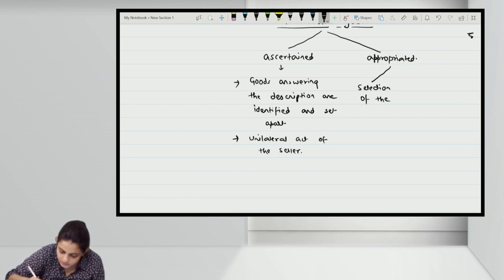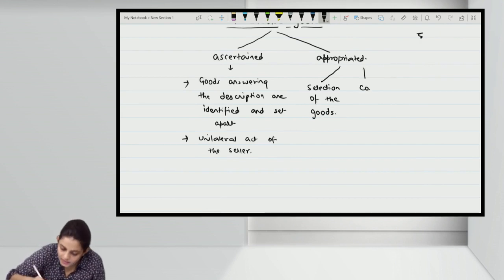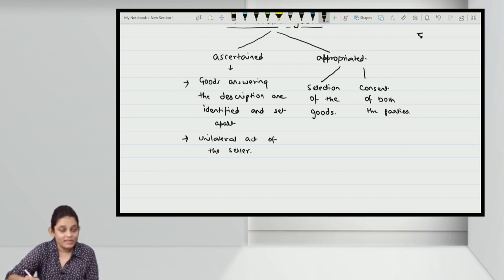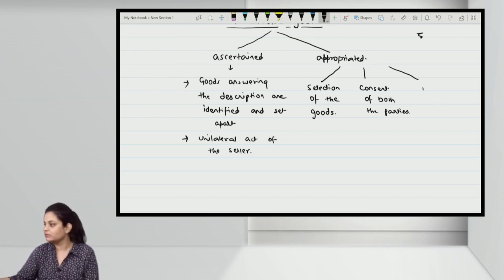Selection of the goods with the consent of both the parties. Who is both the parties here? Obviously the seller and buyer. With the consent of both the parties for the performance of the contract.